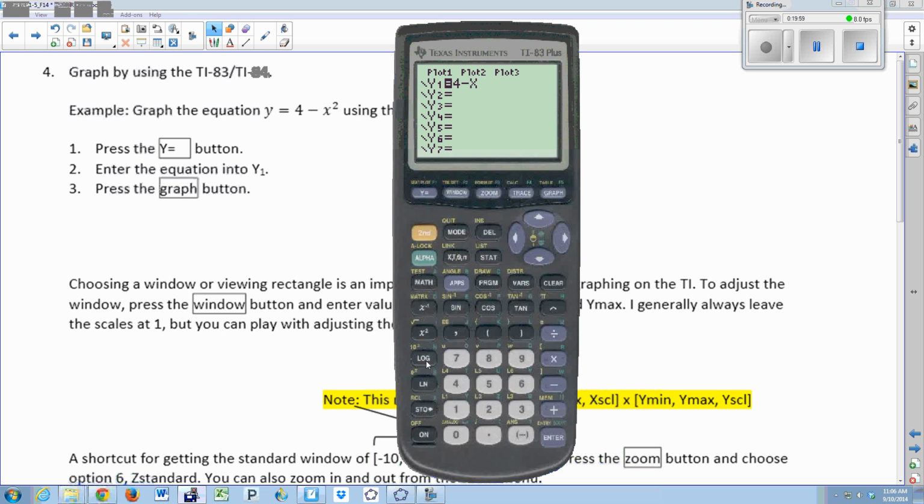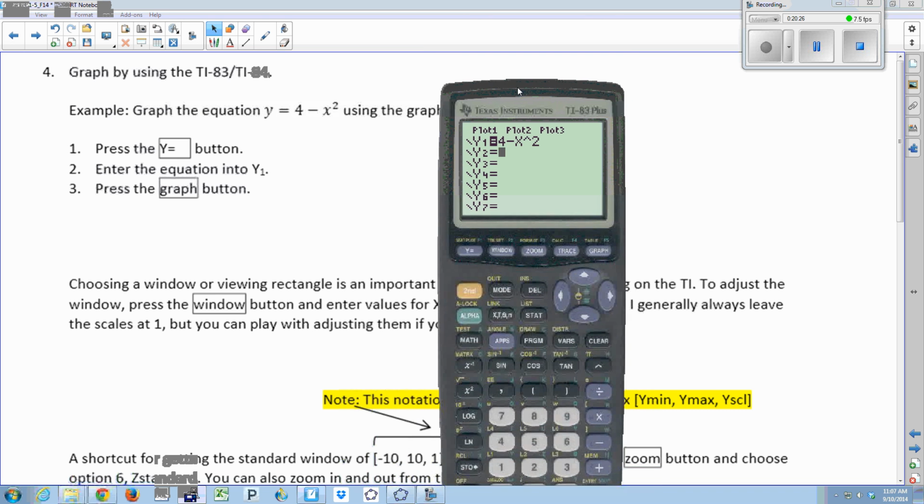Now you can either hit square or you can hit caret with the exponent 2. And that's how you enter it, and then you hit enter, and there's your equation. You always know your equation is turned on because there's a little black box on your equal sign. And you can turn it off by just toggling back to that equal sign and hitting enter, and that will turn off that equation. So if you had multiple equations in here and you only wanted to look at one, then you just make sure you have this little black box.